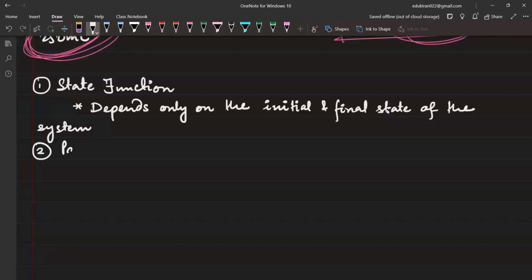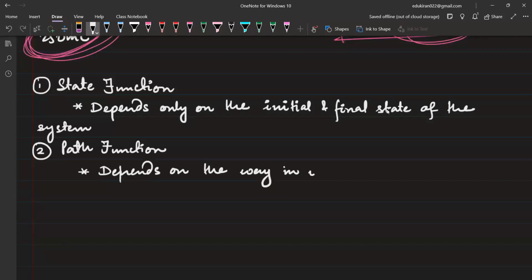Second is path function. पाथ function वो properties होती हैं which depend on the way in which the process was done.